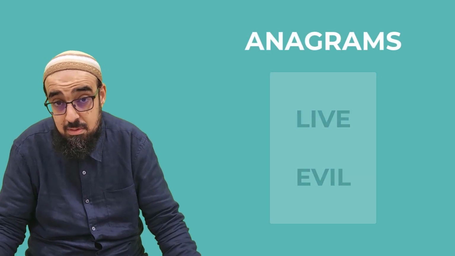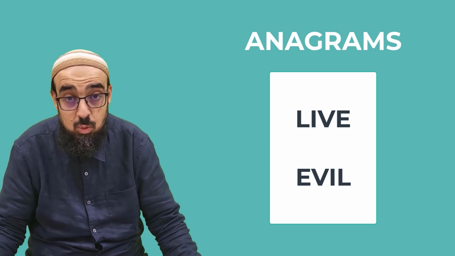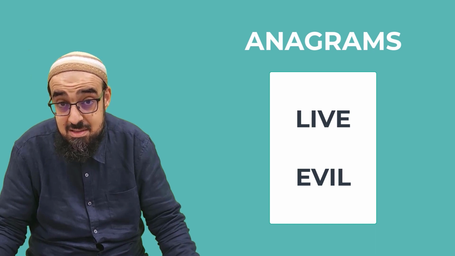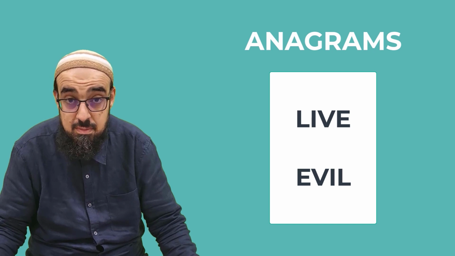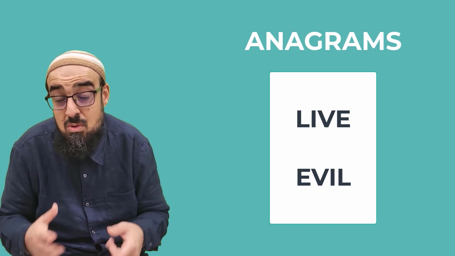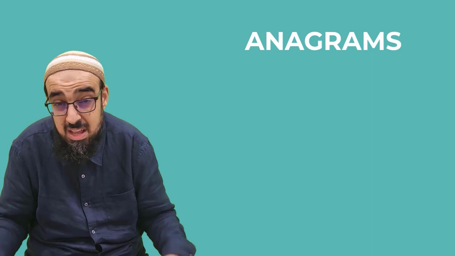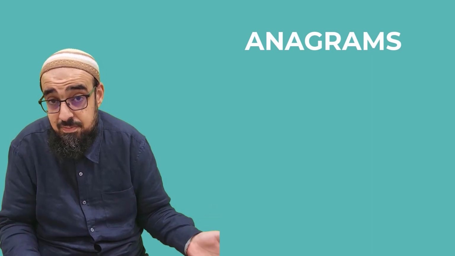In English, we have words known as anagrams. So if you look up, you see two words here, the word live and the word evil. If you notice, the letters are the same letters, but they have been rearranged in a different order. Now, live and evil don't have any relationship, and actually most anagrams in English don't have a connection to one another. They're just different words, and they just happen to have the same letters.